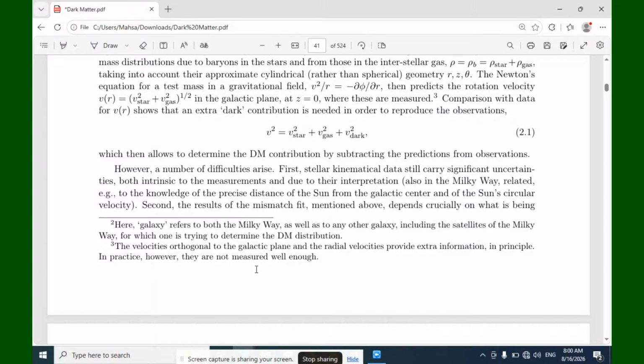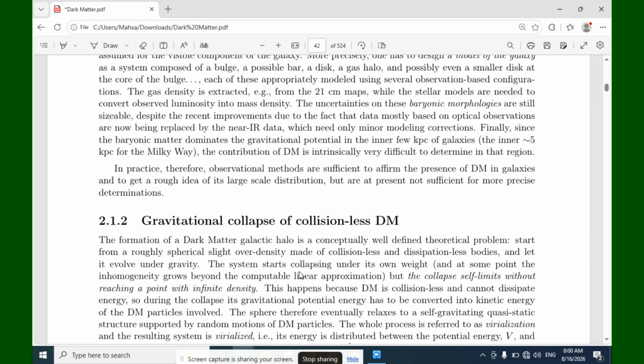But before that, I want to review the footnotes here. Galaxy refers to both the Milky Way as well as to any other galaxy, including the satellites of the Milky Way, for which one is trying to determine the dark matter distribution. The next footnote is talking about the velocities orthogonal to the galactic plane, and the radial velocities provide extra information in principle. In practice, however, they are not measured well enough.